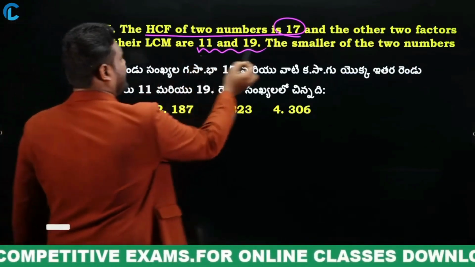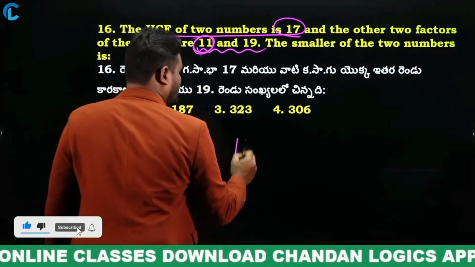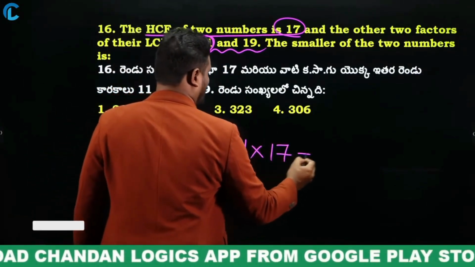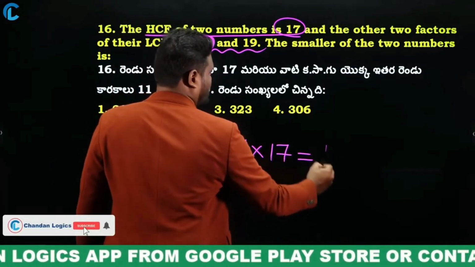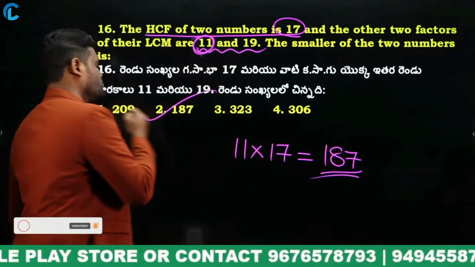Look here, 11, 19. What is the smallest number here? 11. So I need to know 11 into HCF, which is 17. 11 into 17, the answer is 187. So the smallest number is 187.